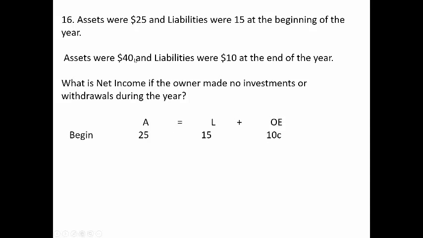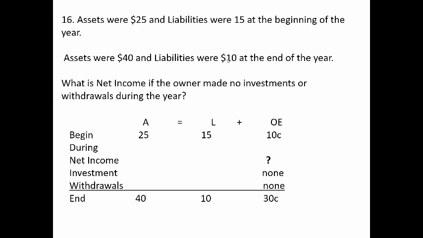Assets were $40 and liabilities were $10 at the end of the year. So let's do that. We're looking for net income now, right? And so let's just add these things up here. We've got at the end of the year assets were $40, liabilities were $10, so therefore you know automatically that owner's equity is $30. Now, here's what's important to remember.